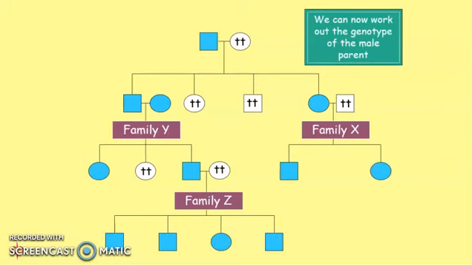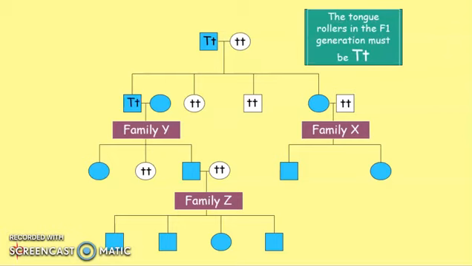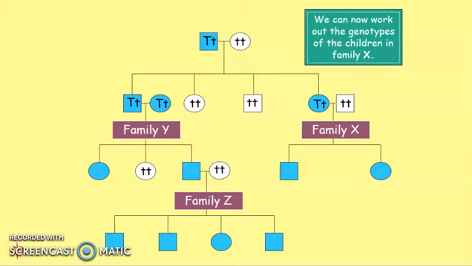We can now work out the genotype of the male parent because he has produced young which can roll their tongues and also young which are unable to roll their tongues. So he must be heterozygous because remember, one allele comes from each parent in the offspring. The tongue rollers in the F1 generation must be big T, little t. We can now work out the genotypes of the children in family X. From those two parents, if they're tongue rollers, they must both be big T, little t.